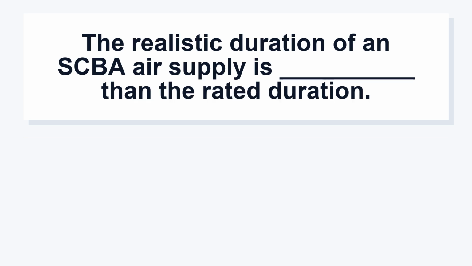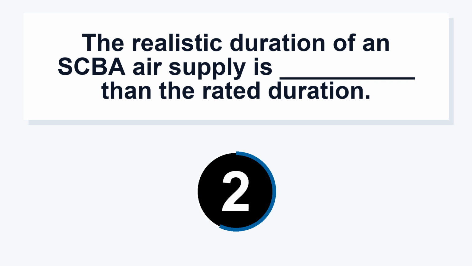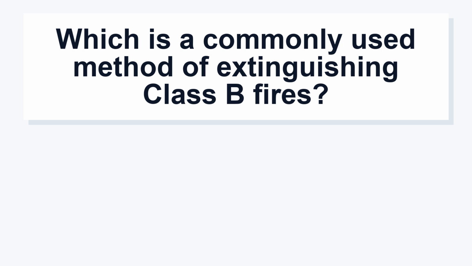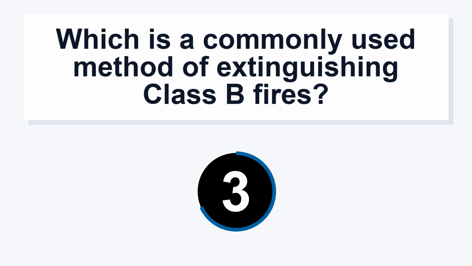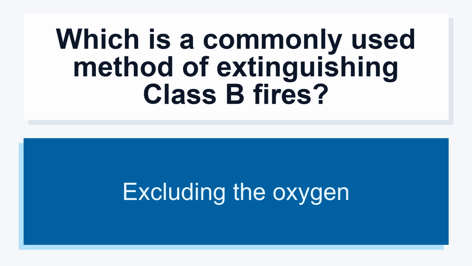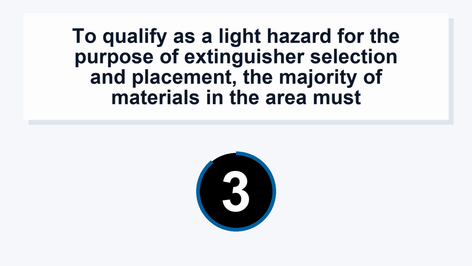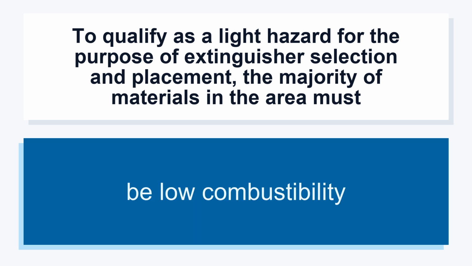The realistic duration of an SCBA air supply is much shorter than the rated duration. Which is a commonly used method of extinguishing Class B fires? Excluding the oxygen. To qualify as a light hazard for the purpose of extinguisher selection and placement, the majority of materials in the area must be low combustibility.